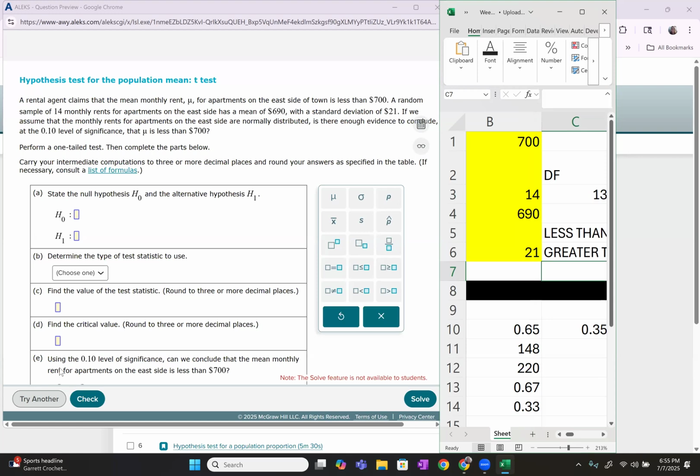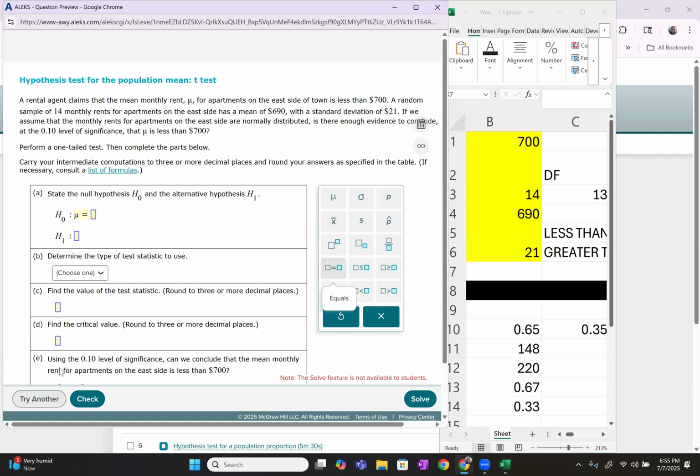All right, do you wanna tell me what to put into the hypothesis here? So the first one would be mu is equal to 700. Okay, yes. And then I know the second would be mu is less than 700. Good. Obviously a t-test.